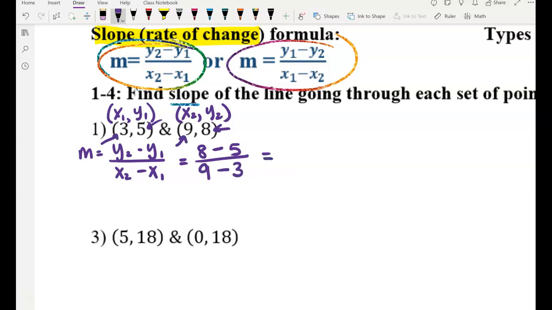8 minus 5 is 3. 9 minus 3 is 6. We need to reduce this down to 1 over 2. Now, to reduce it, we have to divide it by the same identical number. So what we divide to the top, we divide to the bottom, and then we box this up. That's the slope.